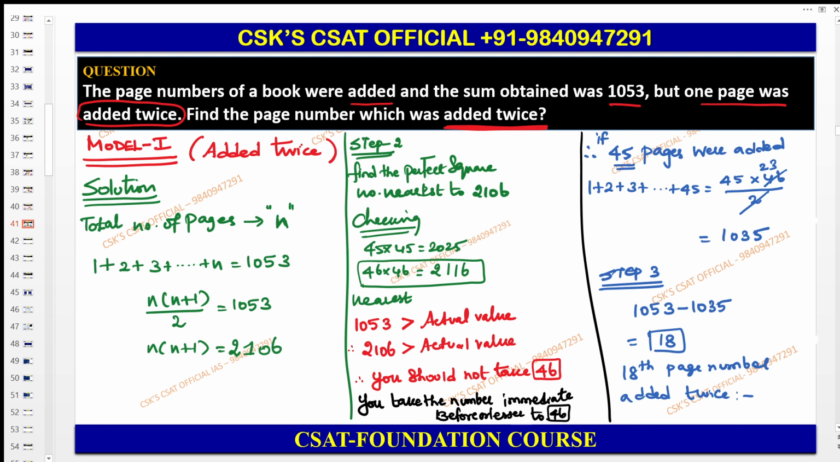Yes, sir. Understood? No, sir. That part I have understood, that we have to add till 45. But why 45 into 46? 10 plus 1. Why not 46? Why 45 into 46? See, what you have done here, n into n plus 1 by 2. Understood? Understood, sir. Very good.